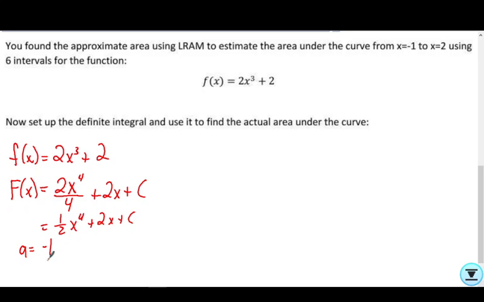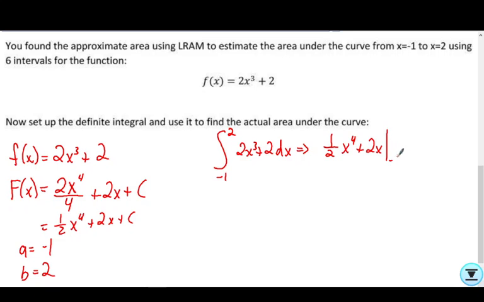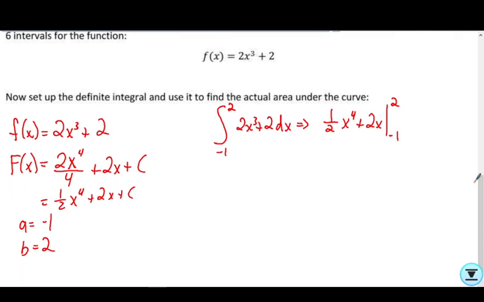a is -1 and b is 2. So when I plug it into my definite integral, it's going to be from -1 to 2 of 2x cubed plus 2 dx. So now, take the antiderivative, so we get 1/2 x to the 4th plus 2x. Notice I'm not using the c. We don't use the plus c when we do this. Okay? And again, I'm using this to help me create this.